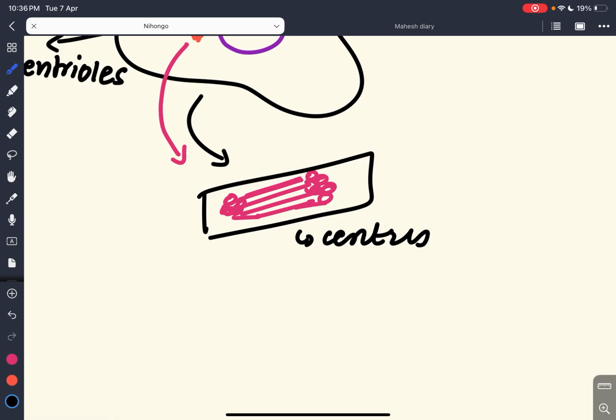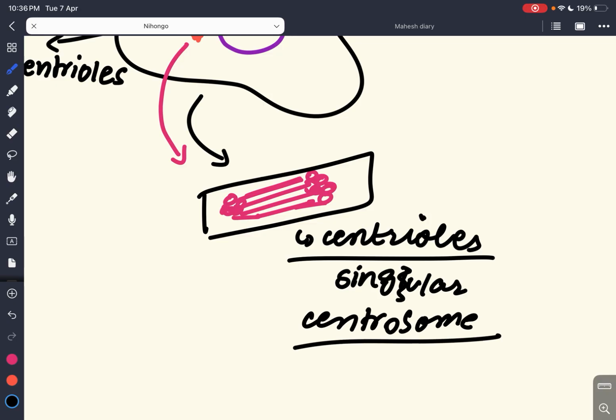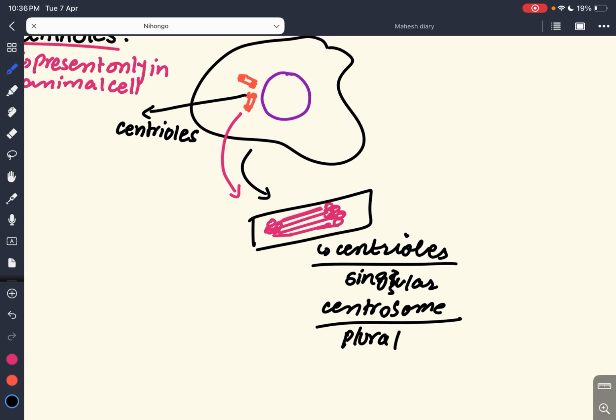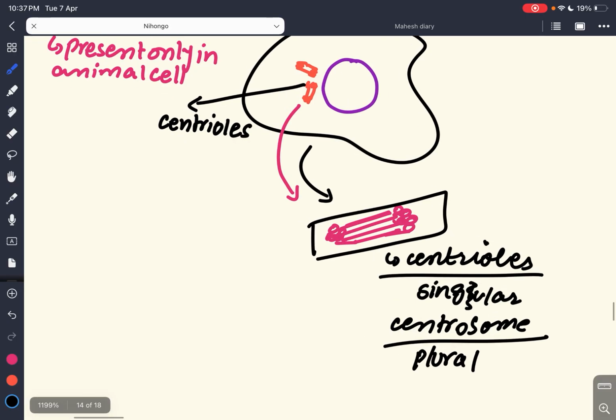A lot of students actually get confused when we say centrosome. What are centrosomes? See, the singular is called centriole, and centrosome is like the plural of it, like when you have many of them. Now we know how to enlarge it. First of all, what we know about this is that it is something that is present near the nucleus, right?